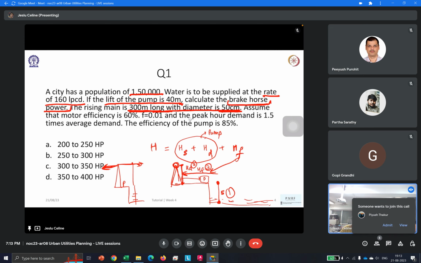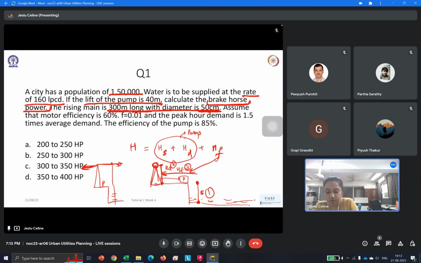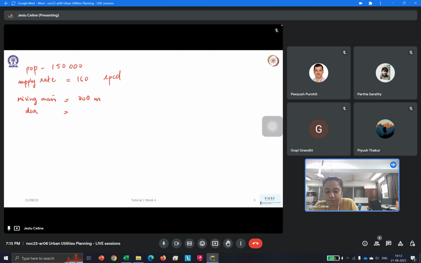So this we will use in order to find the friction lift. The diameter also I will write. It's written 50 centimeters. Since we are using the standard units, let's convert it to meters and write.